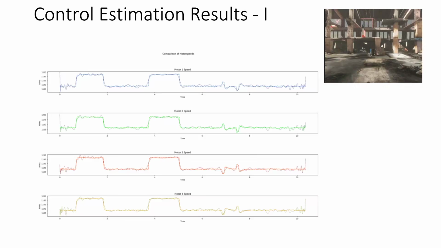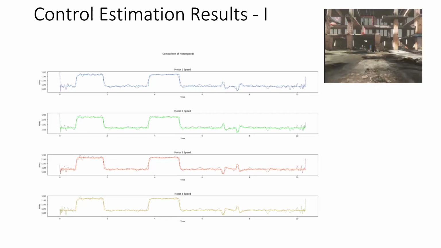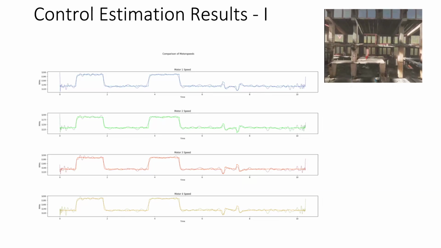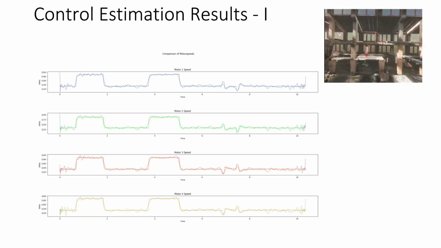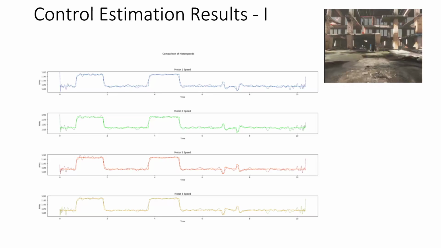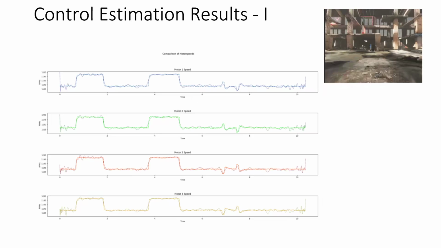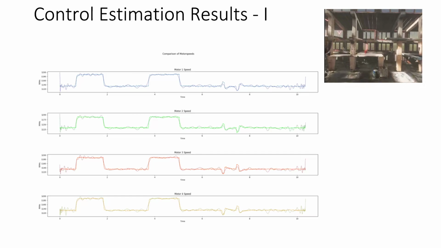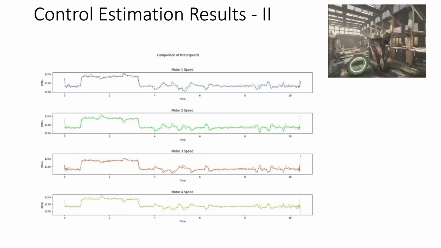More importantly, we can also perform control estimates of the quadrotor motors. In this case, as you can see, the dashed line is the true motor speeds, and the dotted line is our estimate. As can be seen, the dotted line follows the dashed line in terms of trends. This is applicable not only for the first scenario, but for the other 2 scenarios as well.